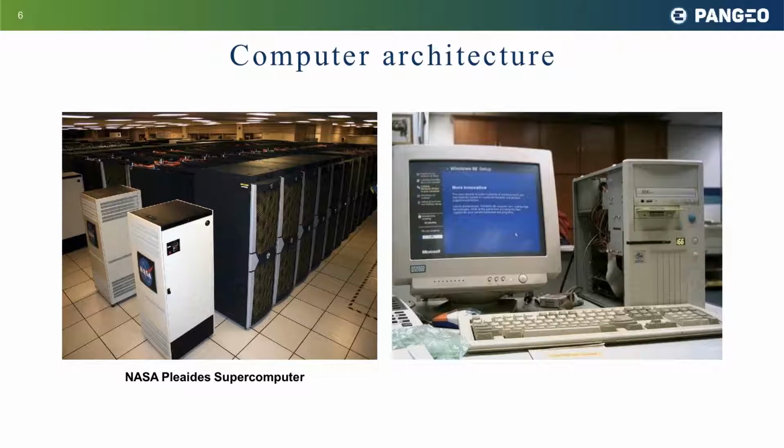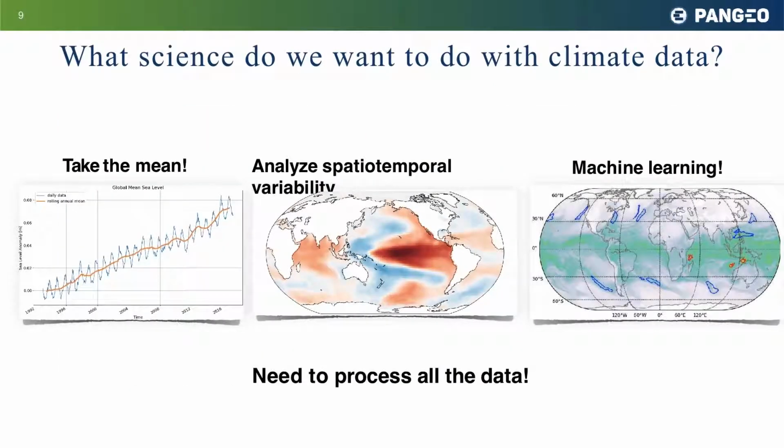So scientists want to do things like take the mean and calculate the global mean sea level. Or they want to create publishable maps. The image in the middle is to analyze the spatial temporal variability and create maps of, for example, marine hotspots. The new thing now is machine learning, right? How do we do deep learning to do climate analytics? So scientists really need to process all this data.